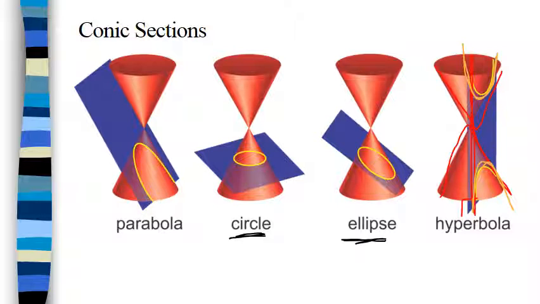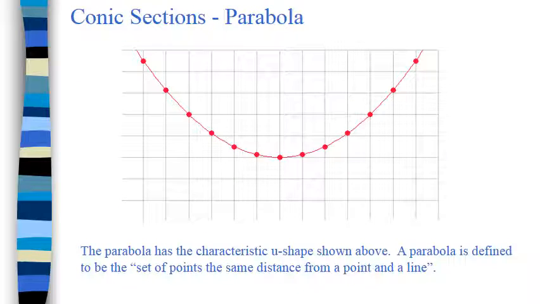And then today we're going to talk in class about what happens if you cut a cone so that your cut is parallel to the side of the cone, and that is called a parabola. Up until this point, we've talked about a parabola as a U-shaped object. But officially, a parabola is defined as a set of points that are the same distance from a point and a line. So let's review.